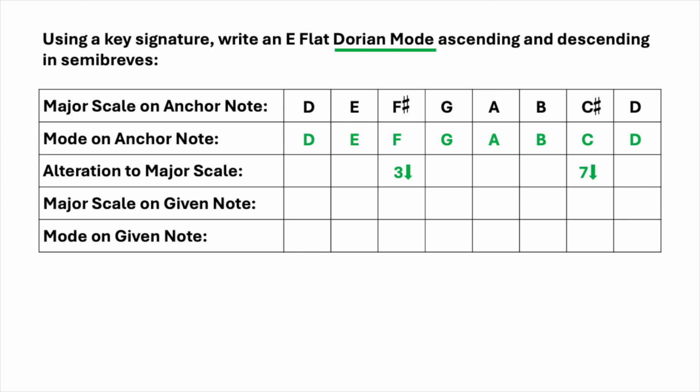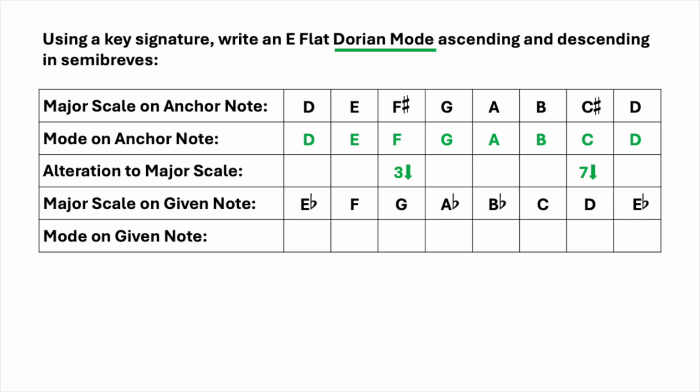Let's see how we transfer this onto a new starting note. I'm going to return to my question now and see that I'm asked to write this mode on E flat. The next step in the process is to write the major scale on the given note. So here I will write E flat major. E flat, F, G, A flat, B flat, C, D, and E flat.